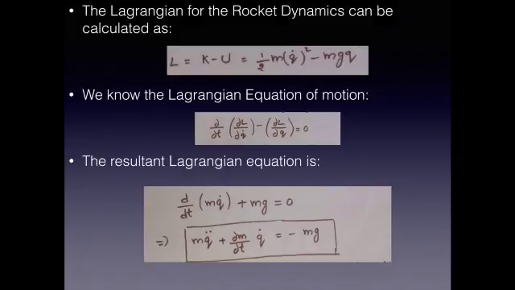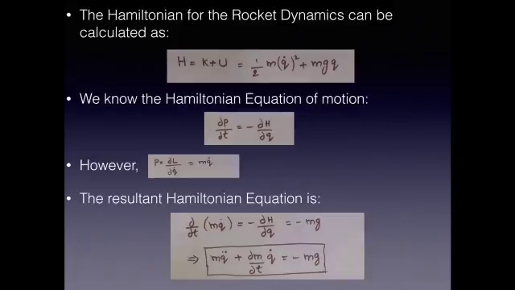It becomes d/dt of m q dot plus mg equals 0. The resultant thus becomes m q double dot plus ∂m/∂t q dot equals minus mg. This is the resultant Lagrangian equation. Now let's move on to the Hamiltonian part. The Hamiltonian, as we know, is defined as K plus U.